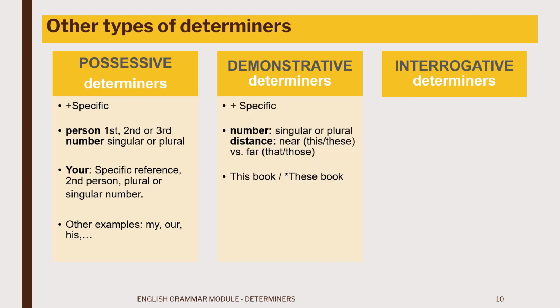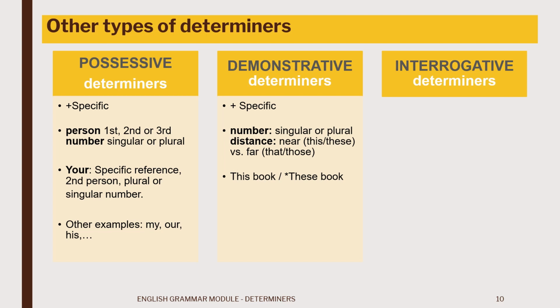In the case of demonstrative determiners, again, they assign specific reference to its noun phrase complement, and the grammatical information carried by this type of determiners is number, which again can be singular or plural, and distance as well. If the element they specify is near, we use this and these, but if the element they specify is far, we use that and those.